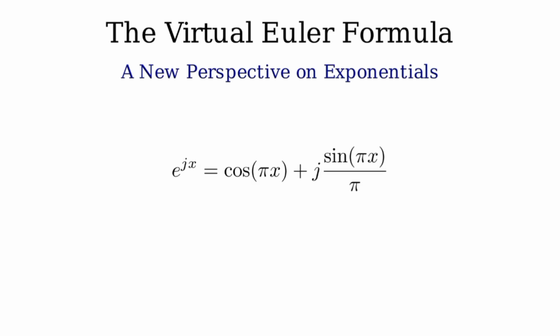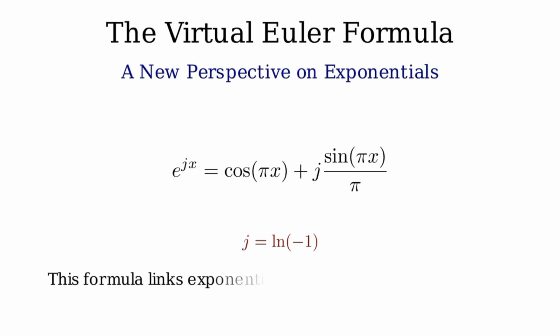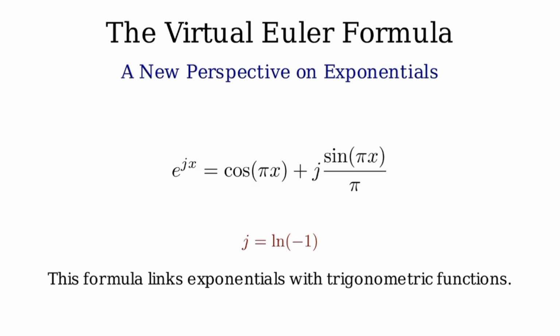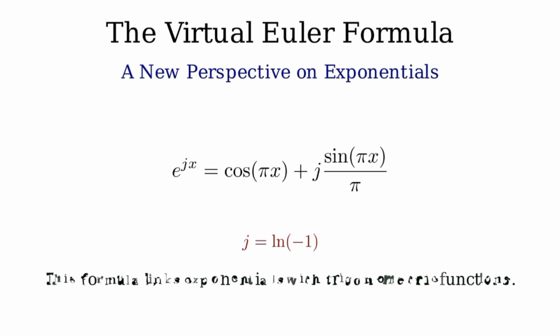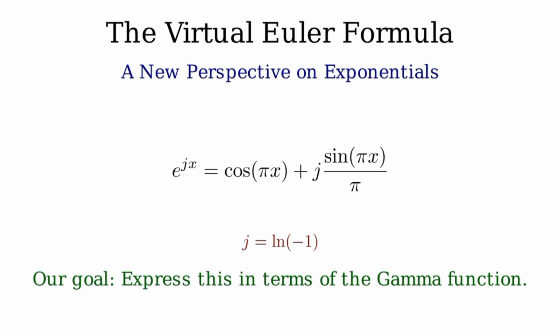In this formula, j is the virtual unit, defined as the natural logarithm of -1. That's different from the imaginary unit i you might be familiar with. This equation describes how exponentiation with j relates to trigonometric functions in a completely new way. This formula will serve as our foundation, linking exponential functions to trigonometric ones. But our goal is to express it in terms of the gamma function, revealing a hidden reflection symmetry.